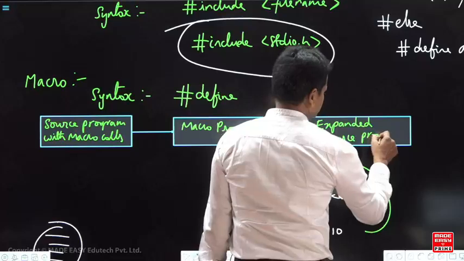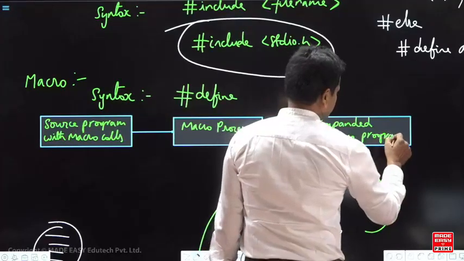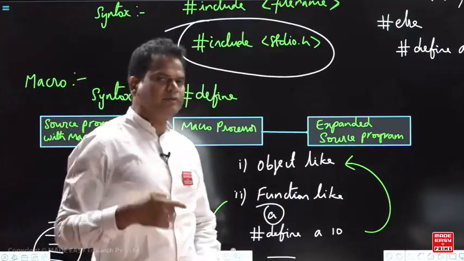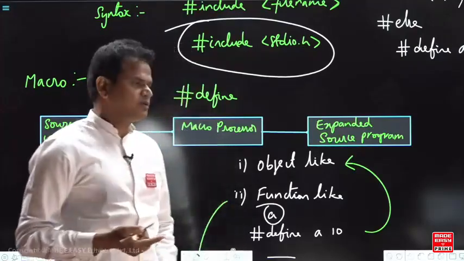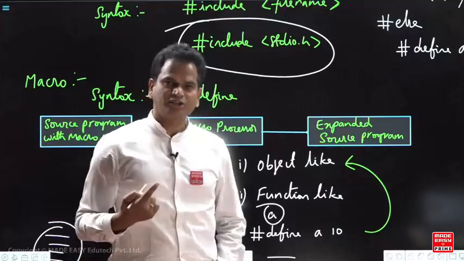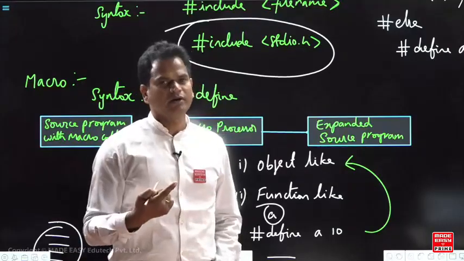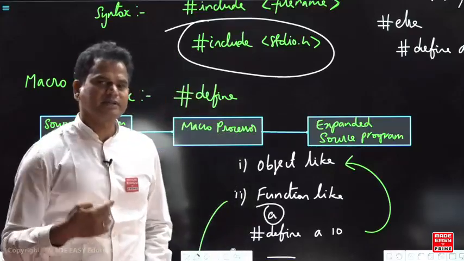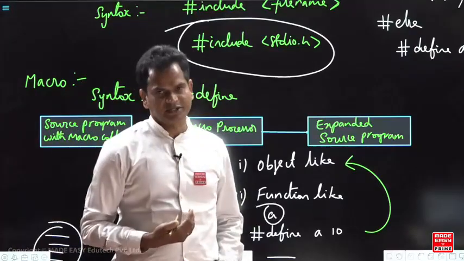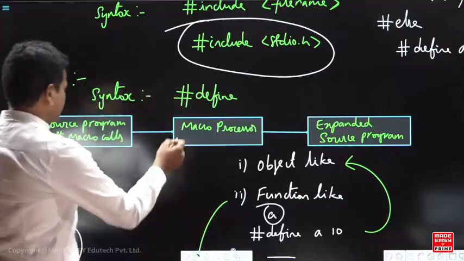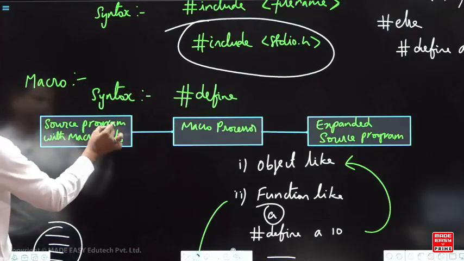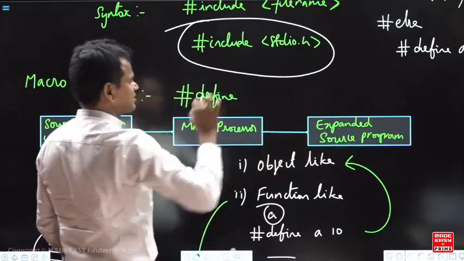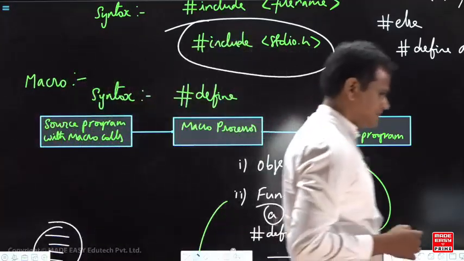So what I told you, whenever a part is repeated many times, we will define it as a macro and give some name to it. So whenever that part has to be repeated, we will call that part by its name. The macro processor will expand before compilation. The macro processor is a software. It takes the source program with macro calls as input and produces the expanded source program as the output.